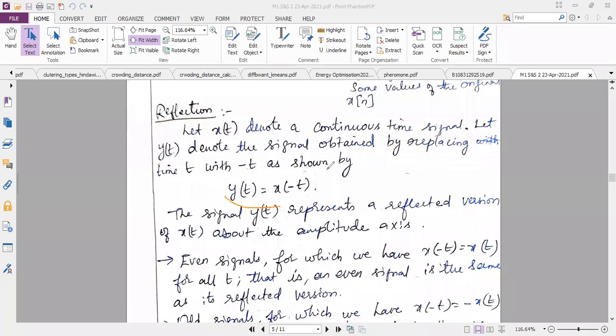So the equation is y of t is equal to x of minus t. This is a simple relation between the output signal and the input signal. Output signal is a reflected version of the input signal. Have we discussed this?